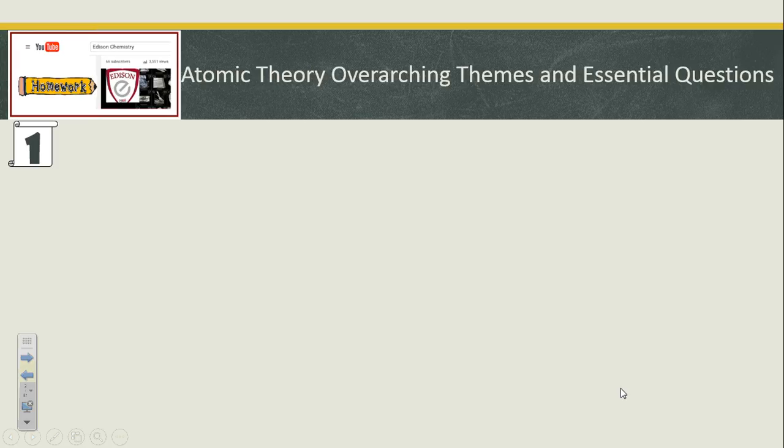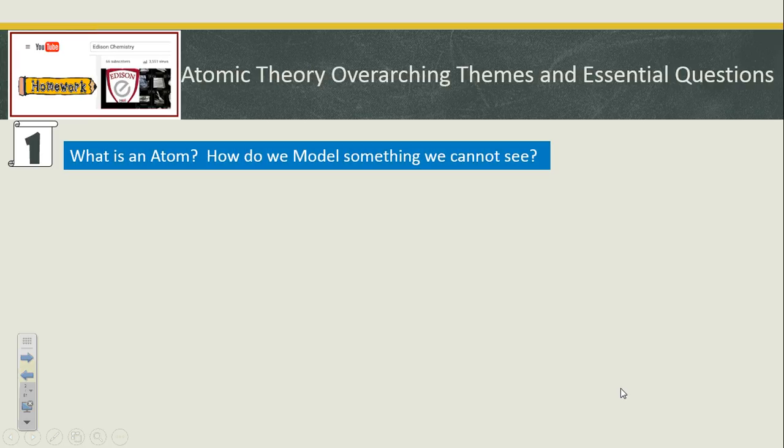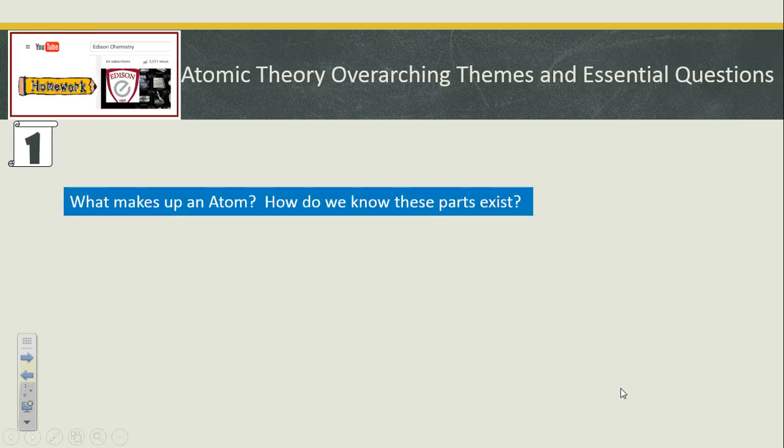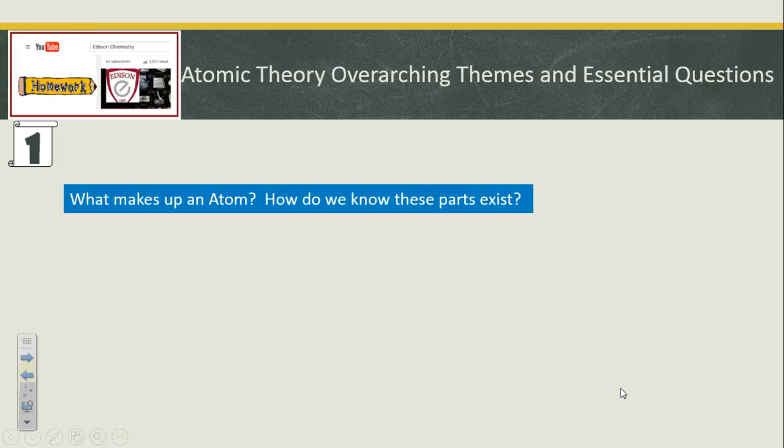Our first lecture is the overarching themes and essential questions, right? We need to know, we're addressing what is an atom? How do we model something we cannot see? We're going to be talking about that in the history section. What makes up an atom? How do we know that these parts exist? Okay.